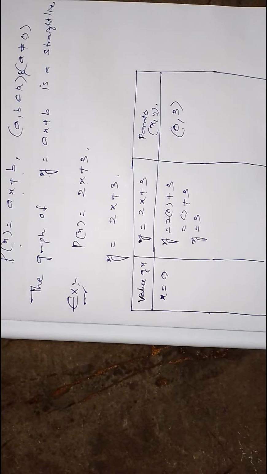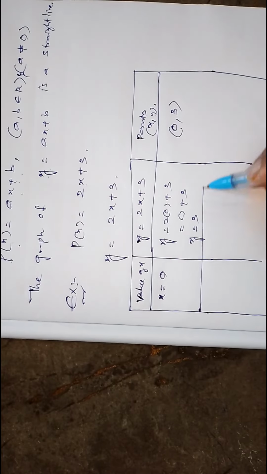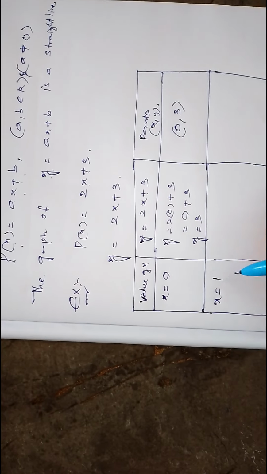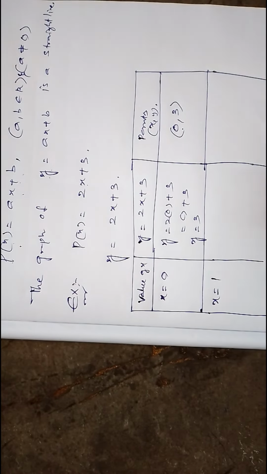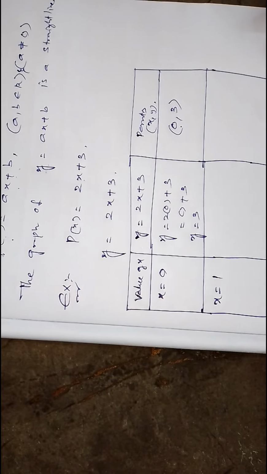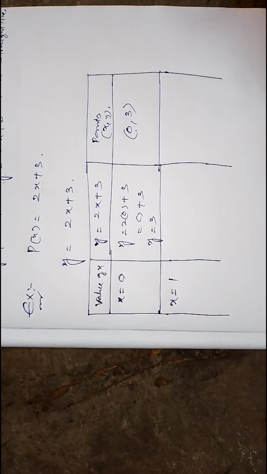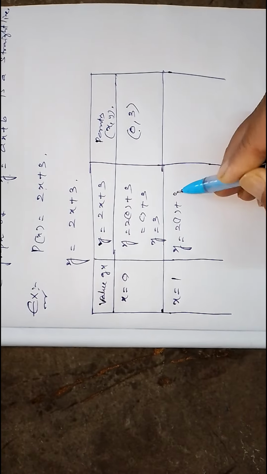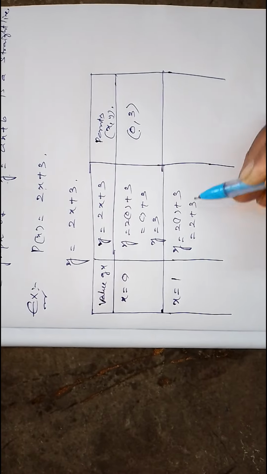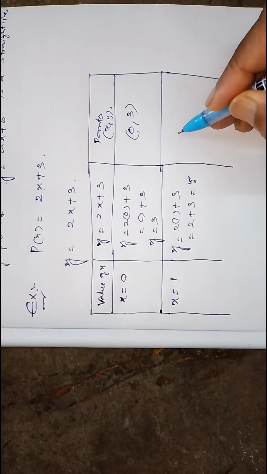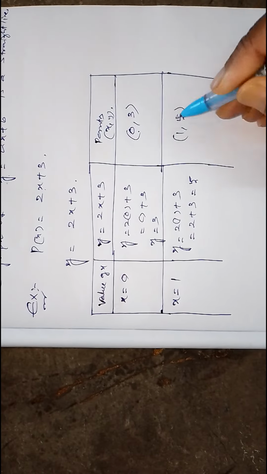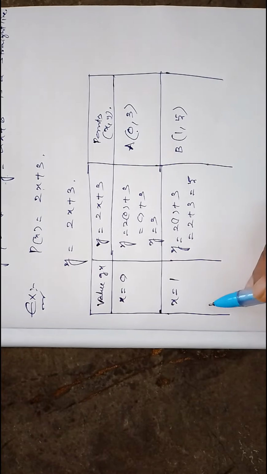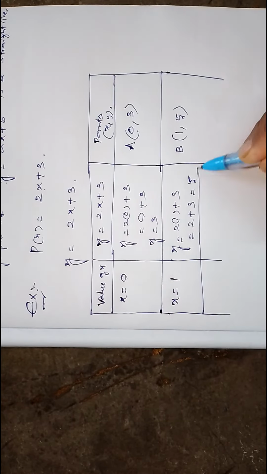Then I take another value of x, x equals 1. It is better to take single digits, as it is easy to calculate. When x equals 1, y equals 2 into 1 plus 3. Two ones are 2, plus 3 equals 5. So the point is 1 comma 5. The first point I denote by A, and the second point I denote by B.